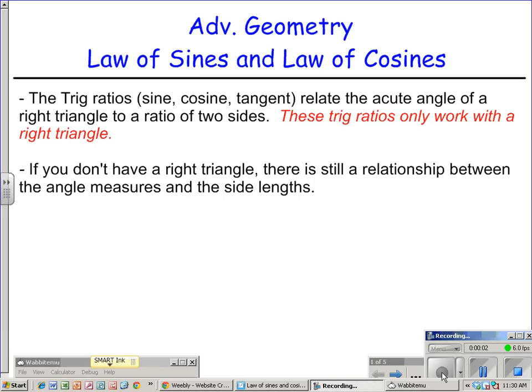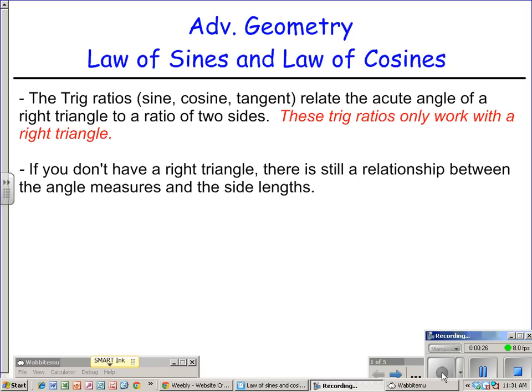Hello everybody, this is the last part of chapter 7. We've spent the whole chapter dealing with just right triangles: the Pythagorean theorem, special right triangles, the similar right triangles with the altitude drawn in there, and then right triangle trigonometry, sine, cosine, and tangent. Those only work for right triangles.